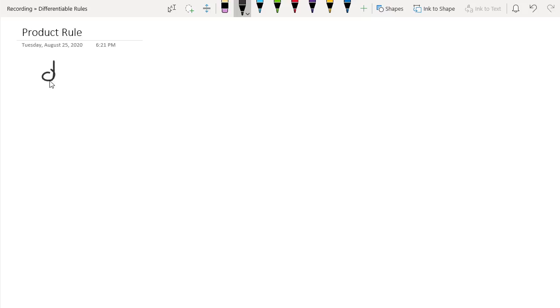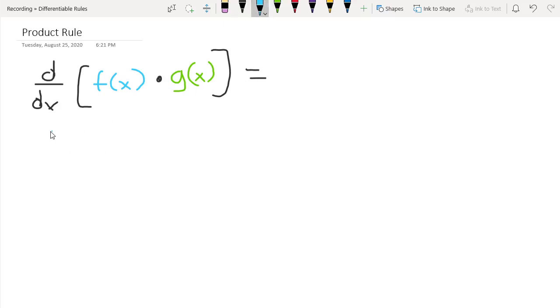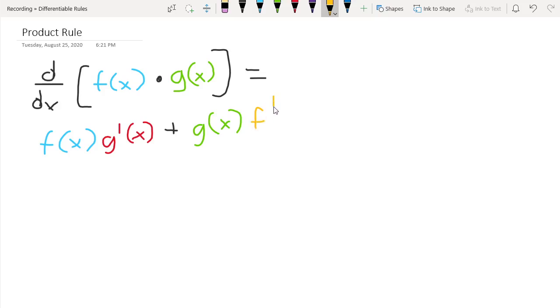So to begin with, if you're asked to find the derivative of f of x times g of x, then that will be equal to f of x times g prime of x plus g of x times f prime of x.